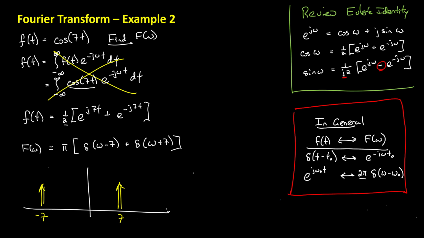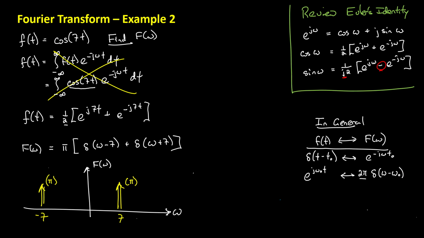This is versus omega. We are graphing our f of omega, and the values of these impulses are that they have areas of pi. And again, this makes intuitive sense that this cosine of 7t, all of its energy is focused exactly at 7 radians per second and at minus 7 radians per second.